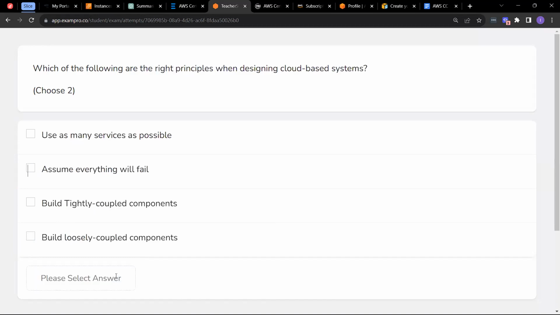Which of the following are the right principles when designing cloud-based systems? We are selecting 2 as well. Let's go. The options: use as many services as possible, assume everything will fail, build tightly coupled components, and build loosely coupled components. So 2 and 4. Jason says 2 and 3. Prince says 2 and 4. Arnold says 1 and 3. Okay, great. I like the variety. Rosemont says 2 and 4.